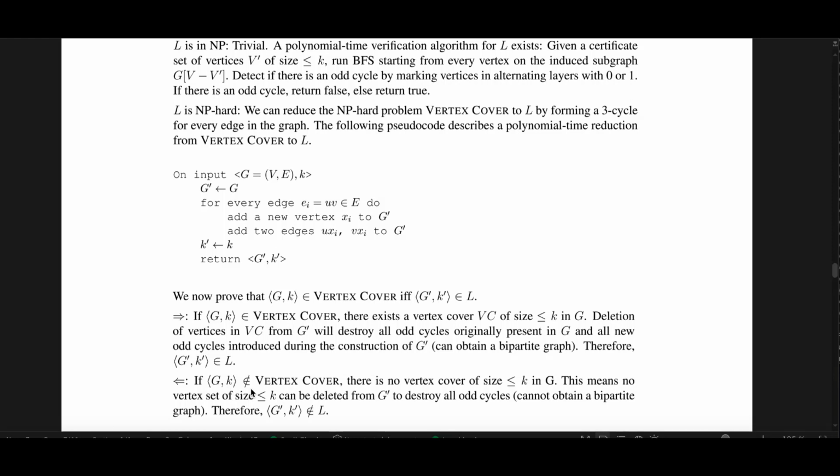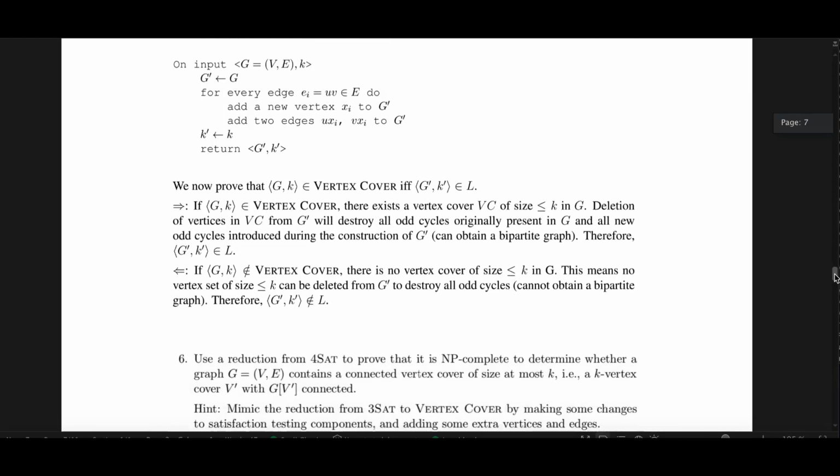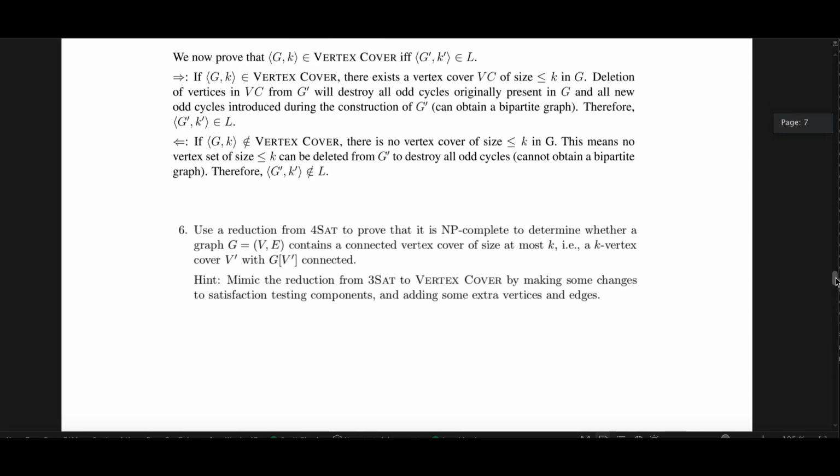If (G, k) does not belong to Vertex Cover, there is no vertex cover of size no larger than k in G. This means no vertex set of size no larger than k can be deleted from G+ to destroy all the odd cycles. It means we cannot obtain a bipartite graph. Therefore, the proof is done.